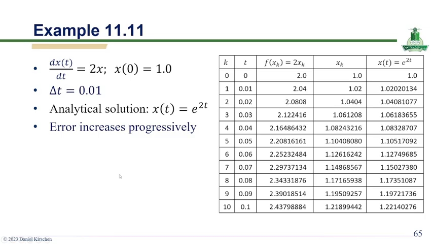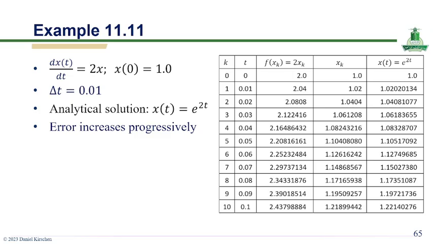Okay, this slide presents an example of applying the Euler numerical integration method to solve the differential equation dx(t)/dt equals 2x, x0 equals 1, using a small time step of delta t equals 0.01. The analytical solution of the system is given by x(t) equals e to the power 2t, and is compared with the numerical results obtained from the Euler method.